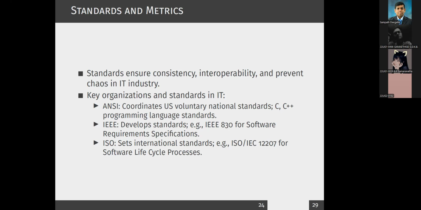So in various parts of software development, you can have some standards, and depending on your requirement, you can adhere to some of these, which will improve your process. Then ISO, international standards. We have ISO IEC 12207 for software lifecycle processes.